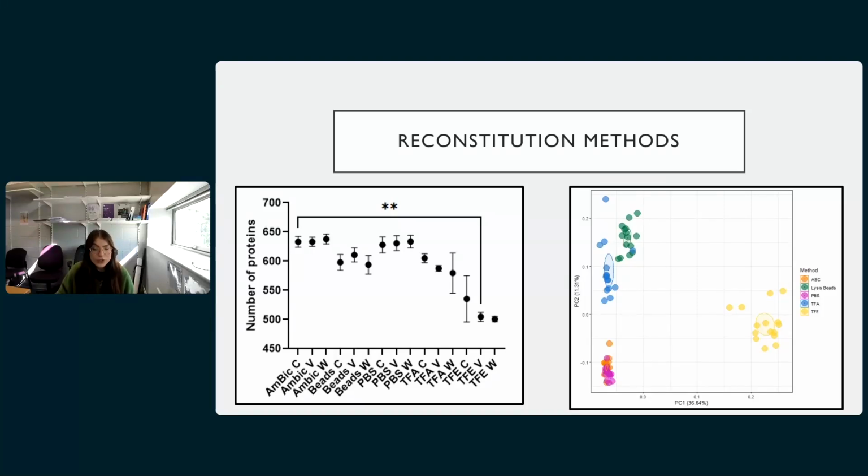So based on my own results, I decided to continue using ammonium bicarbonate, or AMBIC, because it did just pip PBS to the post with the number of identified proteins, and the variation was that smidge bit smaller. And ammonium bicarbonate is used all of the time in proteomics labs. It's known to be very compatible with the rest of the methods that I was using, so I decided better safe than sorry. However, in a pinch, PBS would work as well. I would just recommend ammonium bicarbonate over PBS.